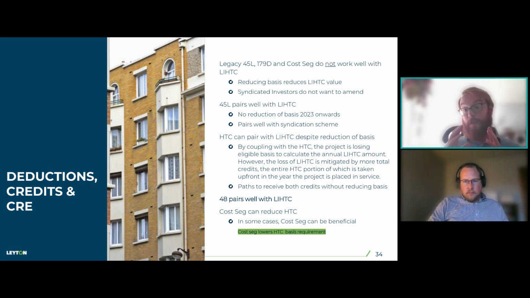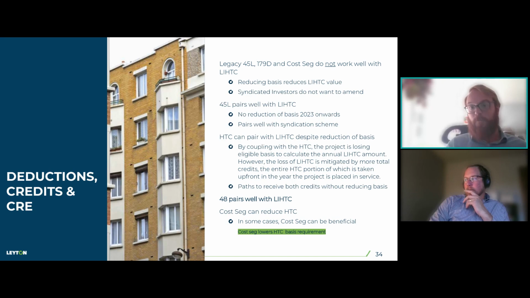The HTC does pair well with LIHTC despite its reduction of basis. Basically, whatever it reduces in basis, the credit amount is more than that. So it's still beneficial to pursue it for LIHTC projects, particularly those 4% ones. There are some ways to claim both without reducing basis, but that would be a conversation for our in-house CPA and not me.